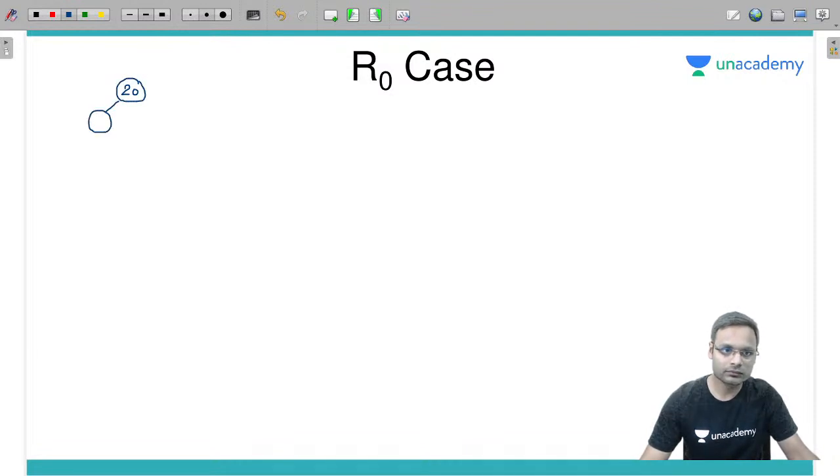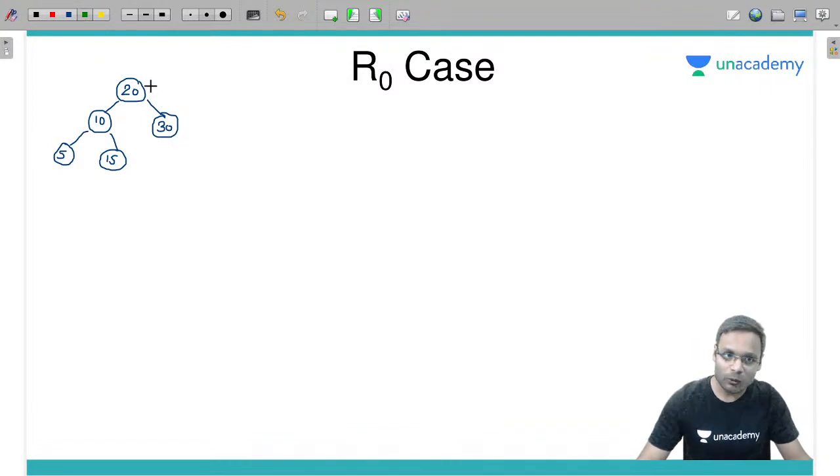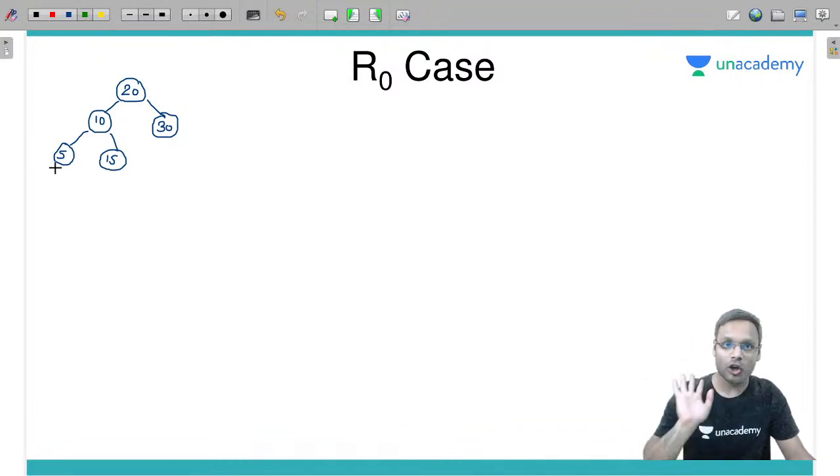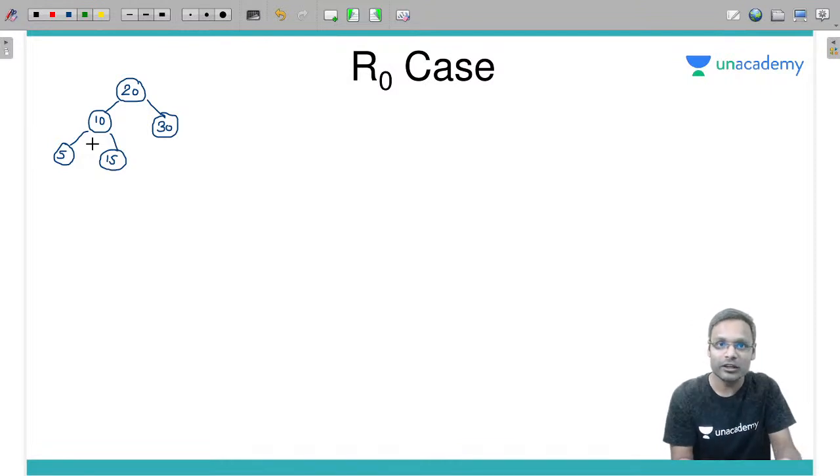20, 10, 5, 15 and 30. This is the tree. In this particular tree, first of all, you just check out that the tree is balanced or not. Now when I ask you the question balanced or not, it's your duty of learning, it's your procedure of learning that you reply, so that you will definitely learn more in this interactive manner.